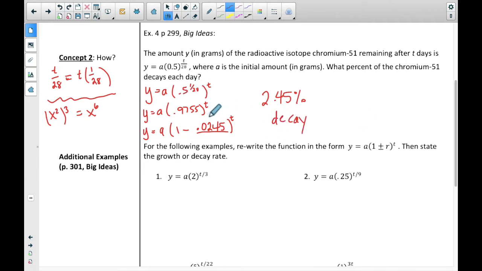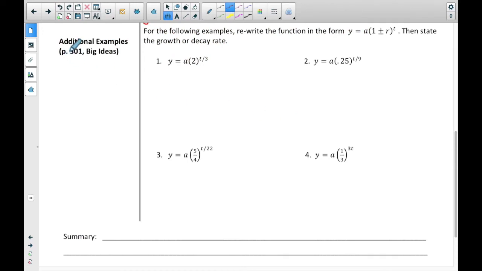I know it kind of takes a while to get through there, so I'm going to do at least a couple more examples. I might not do all of these because there are several. And all of these questions actually come from our Big Ideas textbook from page 301. So that's where these come from.